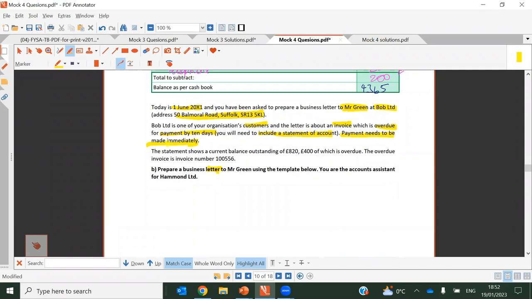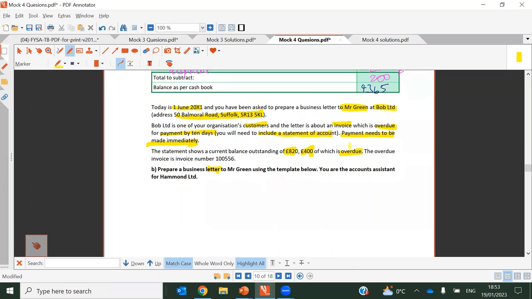The other thing that we are told in the question is that the total that they owe is actually £820. So when we refer to the statement of account, we can say, we have included our statement of account showing your outstanding balance of £820. However, only £400 of it is overdue. So we're not talking a huge amount of money here. We're not talking a significant amount of money. And also, it's not everything they owe. So they're not massively in arrears. They're only 10 days late.